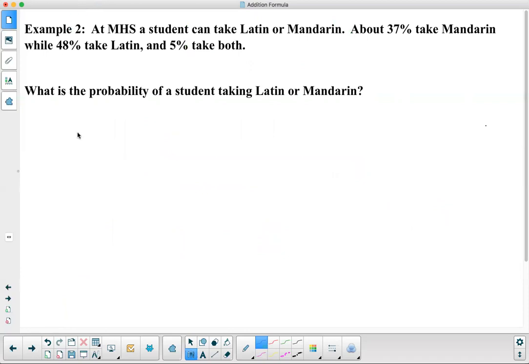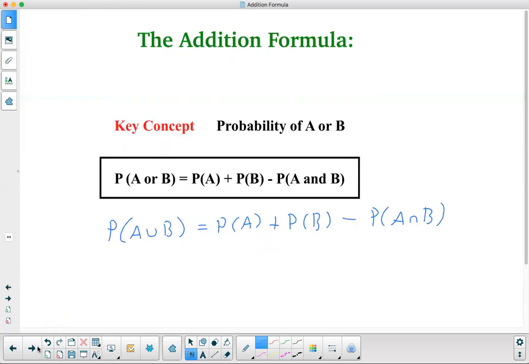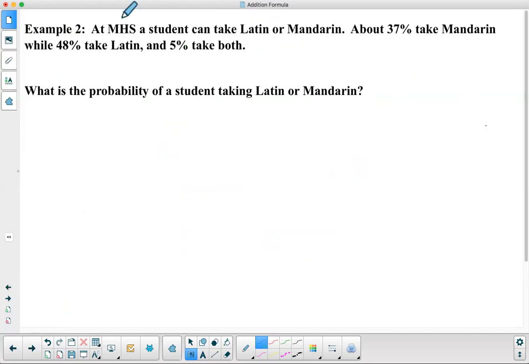Okay, let's see an example. Example 2. At Maspeth High School, students can take Latin or Mandarin. About 37% take Mandarin, while 48% take Latin and 5% take both. What is the probability of a student taking Latin or Mandarin? By the formula, it is equal to the probability of Latin plus the probability of Mandarin minus the probability of students taking both.